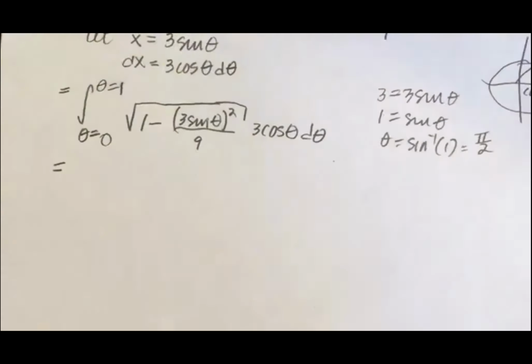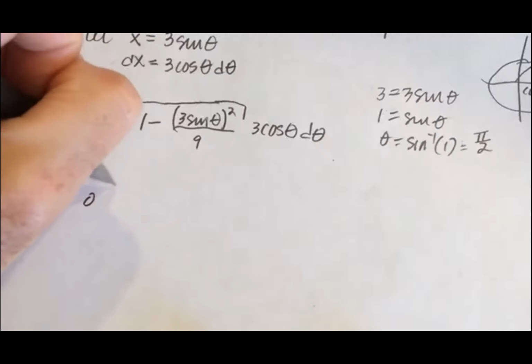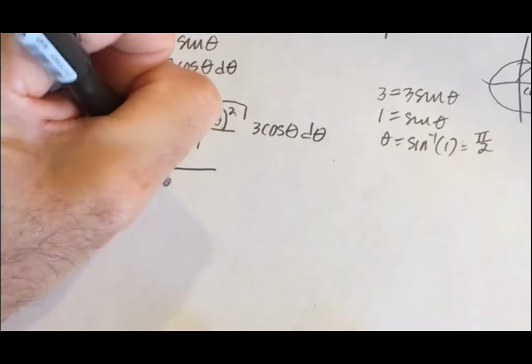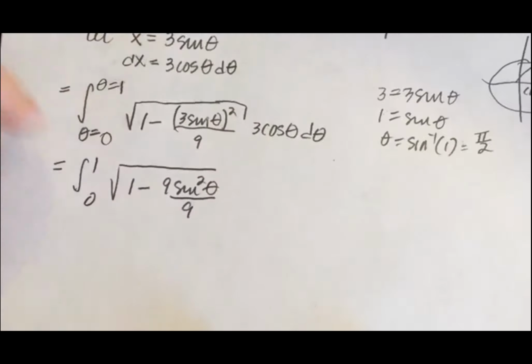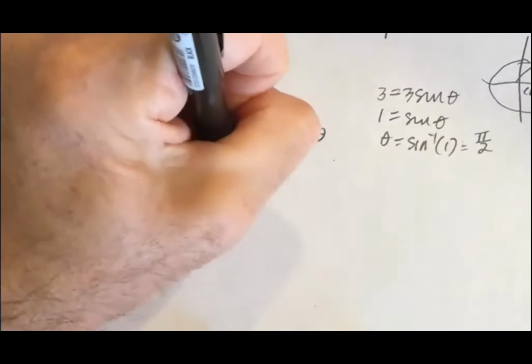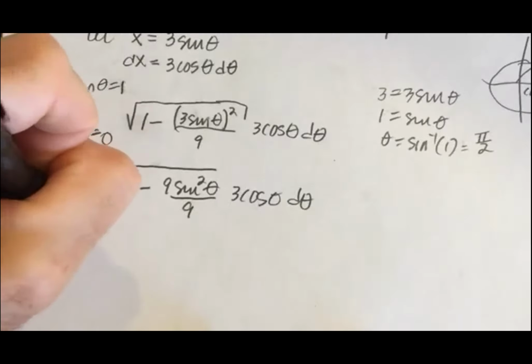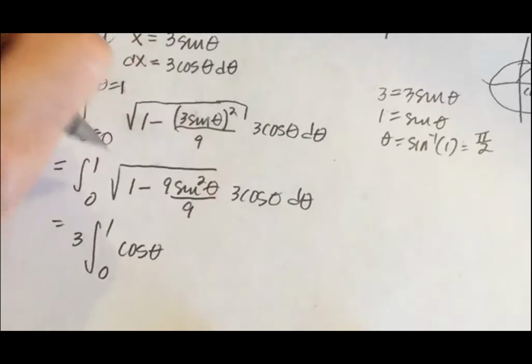So now you change the problem into a new problem, which to me looks worse. It's still got a root. It's got a bunch of trig functions in it now, but maybe if we clean it up, it'll make it easier. So I have the integral from 0 to pi over 2. These are thetas now. This is the square root of 1 minus, 3 squared is 9, so 9 sine squared theta over 9. I was going to move the 3 to the front, but I didn't leave room, so I'll move it to the front now. Here comes the 3 all the way out. Here's the cosine theta in the front.